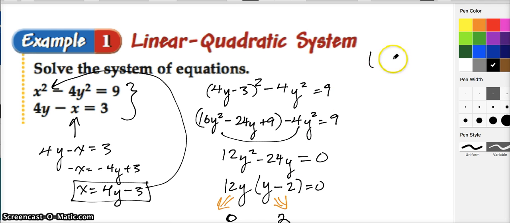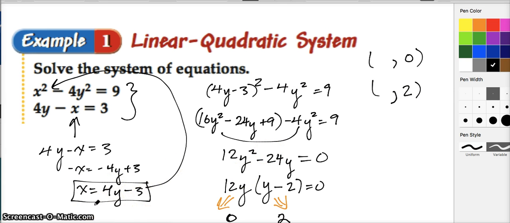So that lets me know that my two answers, because now look, I can tell I have 2 since I got 2 values for y, my two answers will have a 0 as one of the y values and 2 as one of the y values. The next thing I need to do is figure out the corresponding x values.